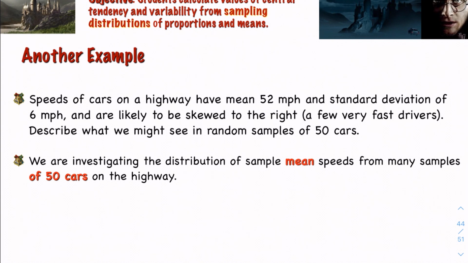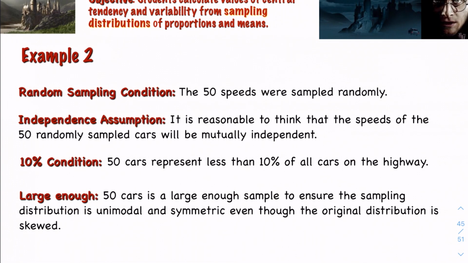One more example. Speeds of cars on a highway have a mean of 52 miles per hour and a standard deviation of 6 miles per hour. Mean, standard deviation, and are likely to be skewed to the right. We got a very few fast cars that drive down the highway. It's just expected. Describe what you might see in random samples, there's our word, of 50 cars. So we are investigating the distribution of sample mean speeds from many samples of 50 cars on the highway.